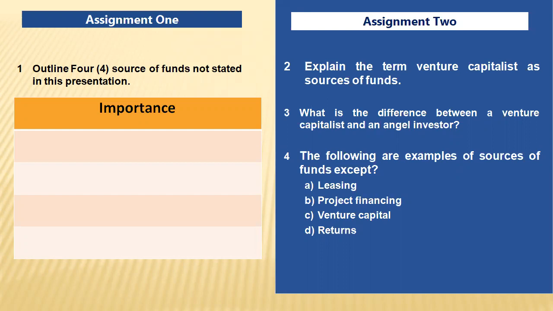So as usual, you have an assignment here: outline 4 sources of finance not stated in this presentation. So I expect you to give me 4 sources of finance that are not stated in this presentation. Question 2 says that you should explain venture capitalists as a source of fund. So venture capitalist is a source of funds. I intentionally did not talk about it here. So you have to explain to me what venture capitalist is as a source of fund.